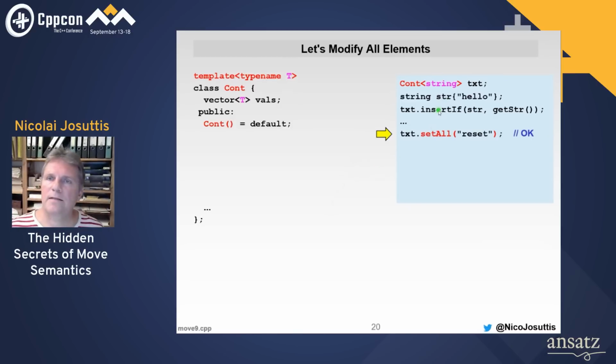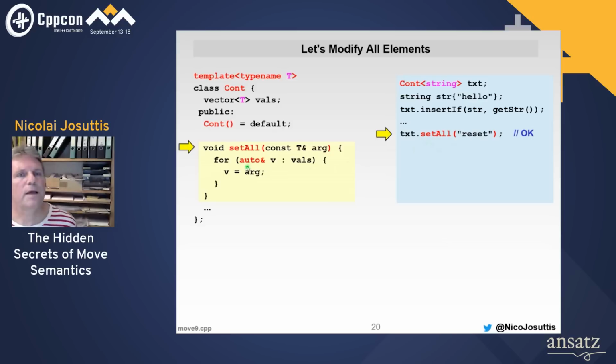So let's assume we just want to set all the values in this container to a certain value. Here, for example, we have a container of strings. So assign to all of them the value reset. Here you see how this works. This is a value we only have to read, so setAll takes this as a const T& , an lvalue reference to const.